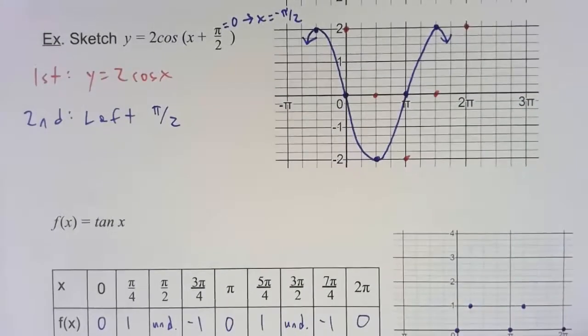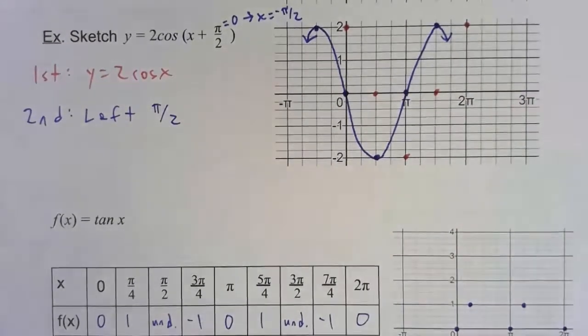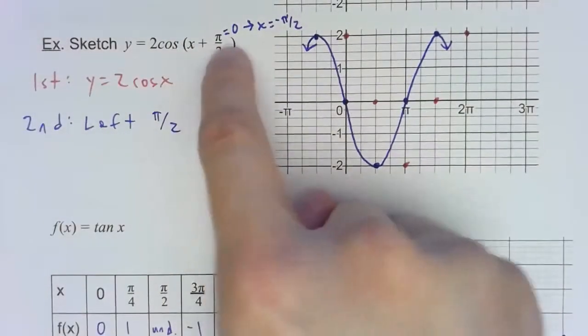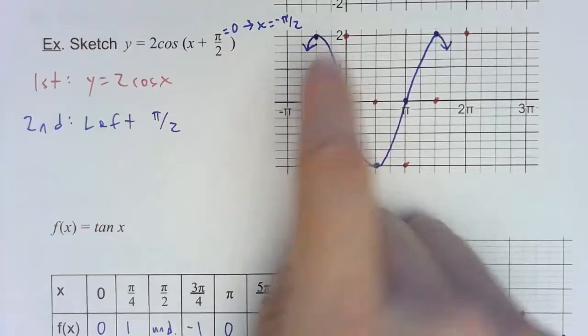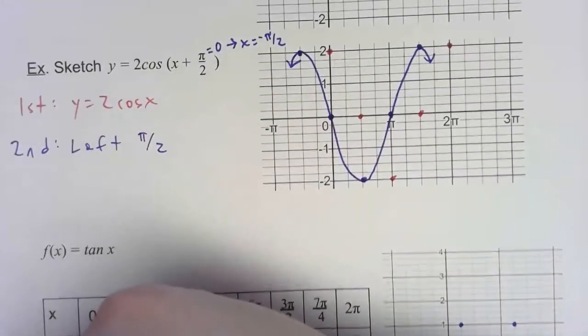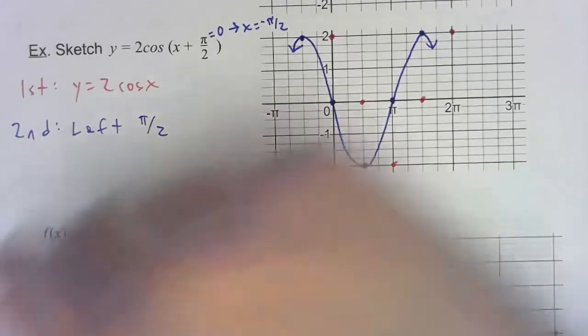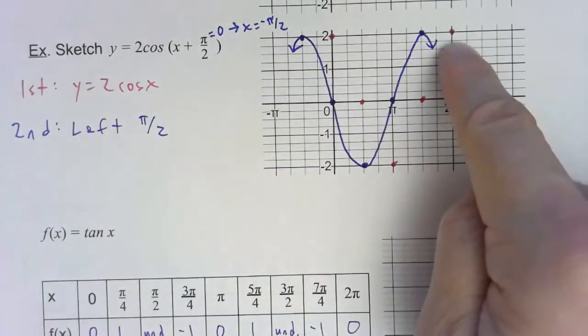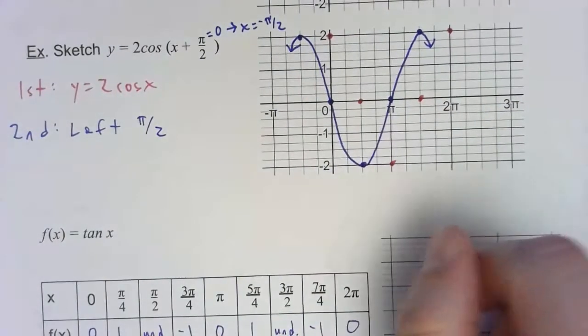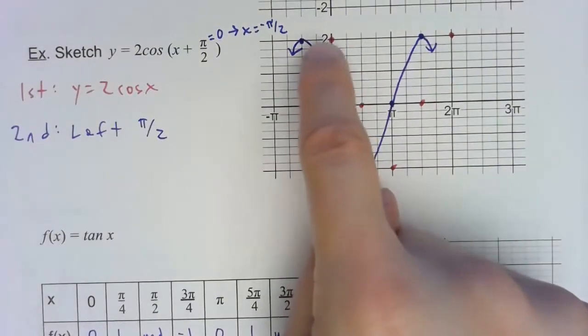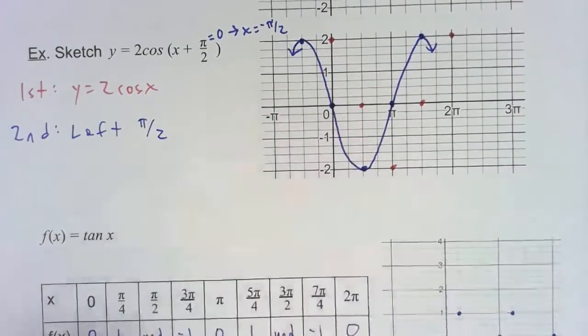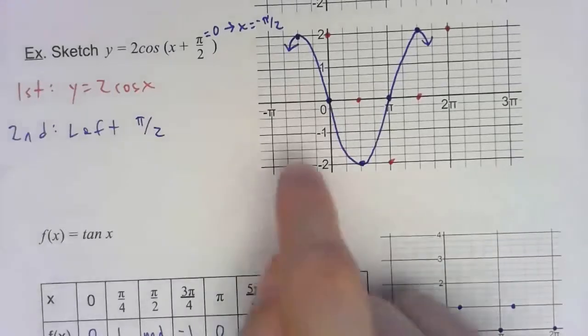All right. So this one was a shift left, pi over 2. Again, if you solve that inside part equal to 0, you get negative pi over 2, or just memorize that minus inside is right, plus inside is left. And so I sketched it without the shift first, and then just moved everything left pi over 2. For me, left pi over 2 was 2 grid lines, how I had my graph scaled there.